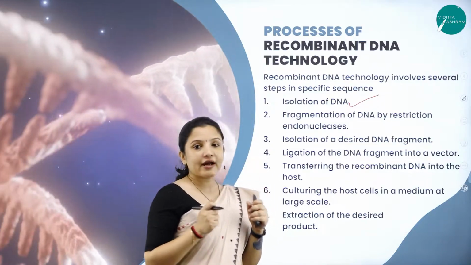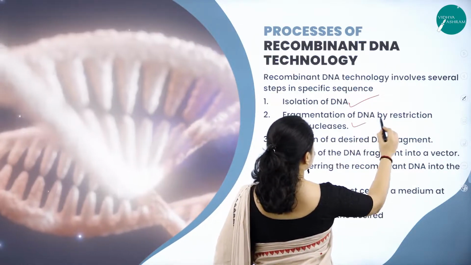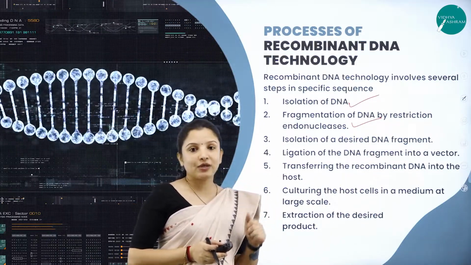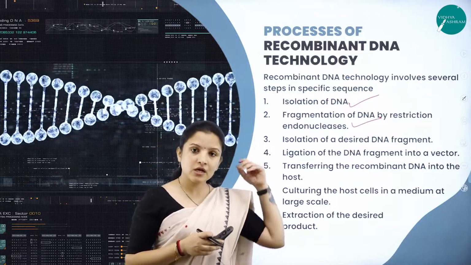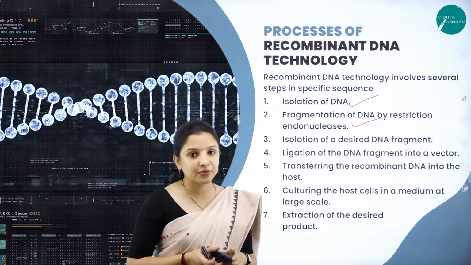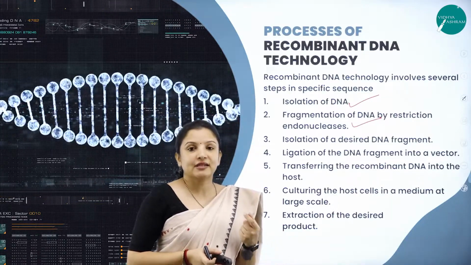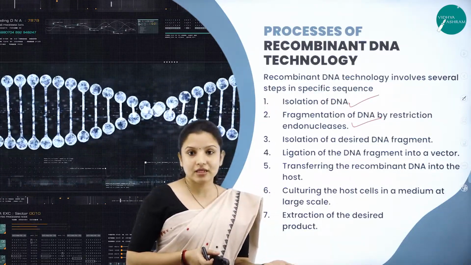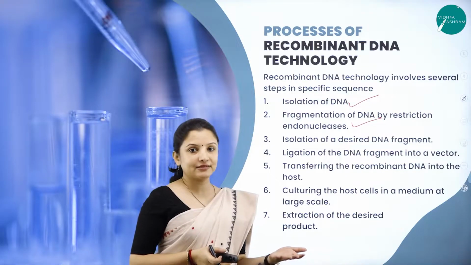Next, after isolation of the DNA, the next step is fragmentation of DNA by restriction endonucleases. This we had studied in the previous session, wherein different restriction enzymes were used. We had studied the restriction endonucleases. We studied HindIII, which was one of the best examples of a restriction endonuclease enzyme, right?